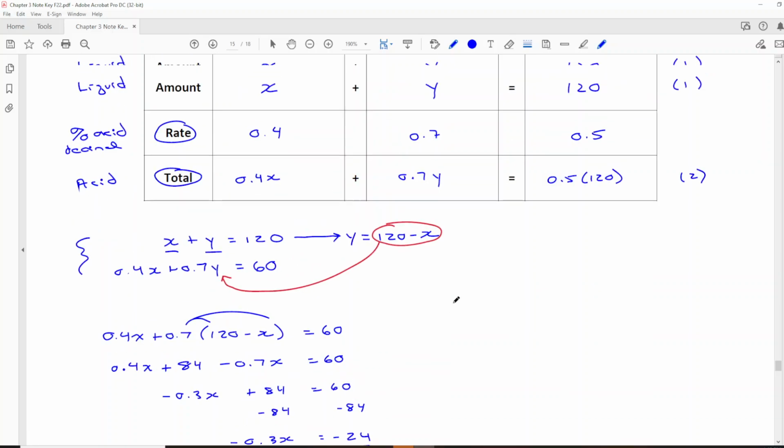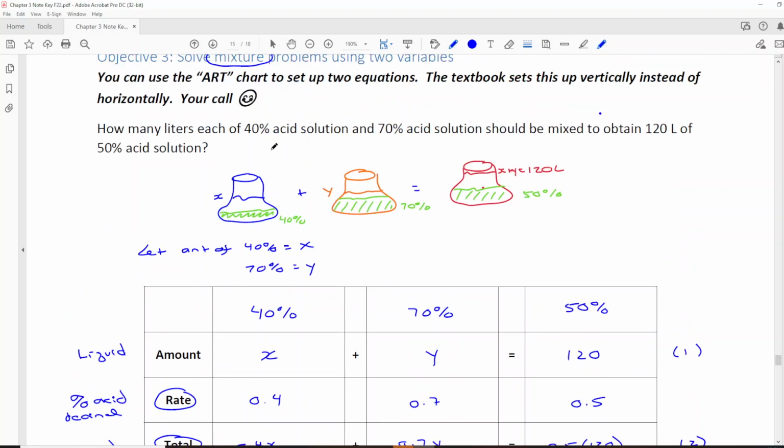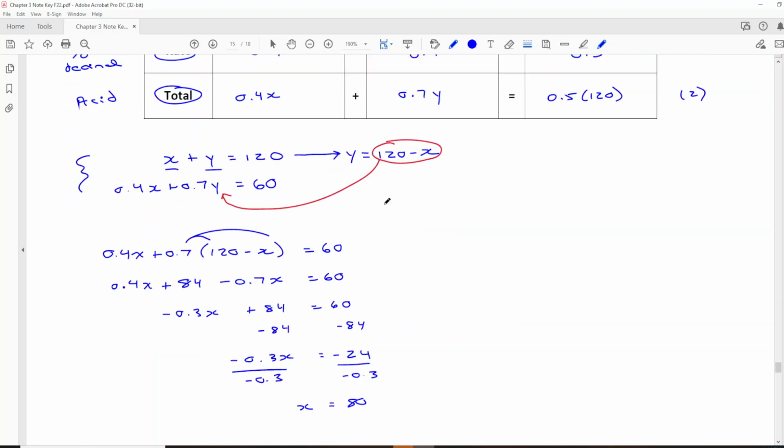Now the question asked me how much of each I had, so now I have to take that 80 and plug it back in to solve for y. And again, you can plug it into any equation you want. I'm going to plug it in here, actually. So y equals 120 minus 80, so y equals 40. And then I'm going to answer my question.